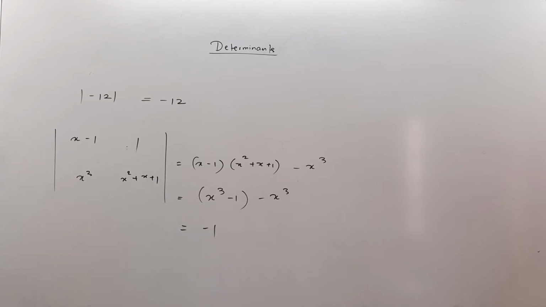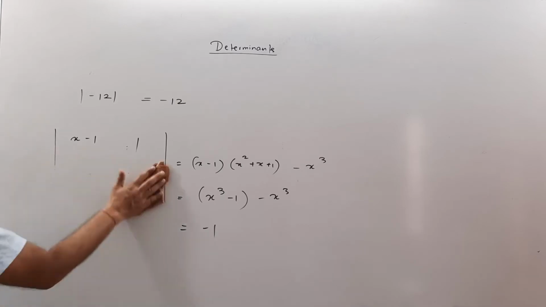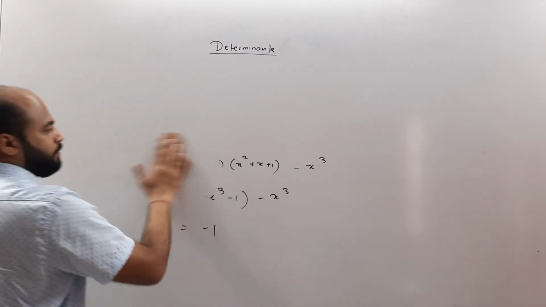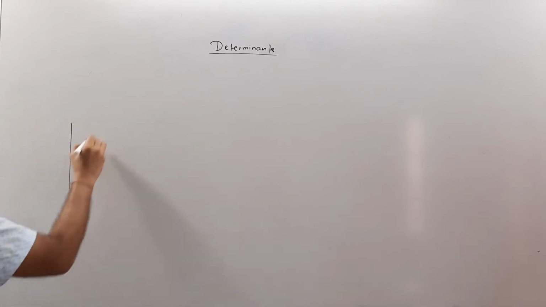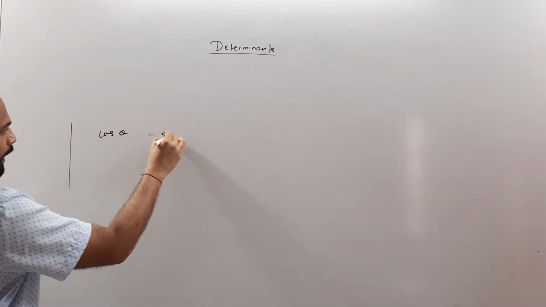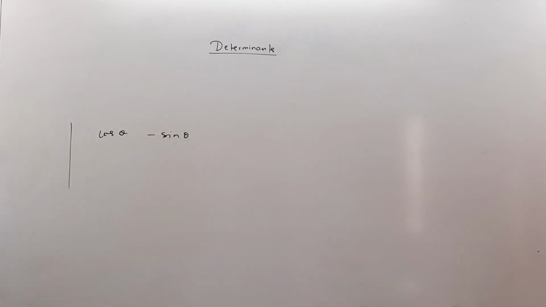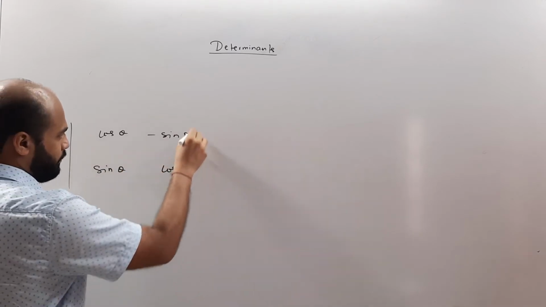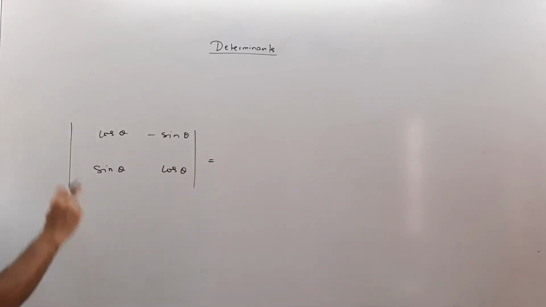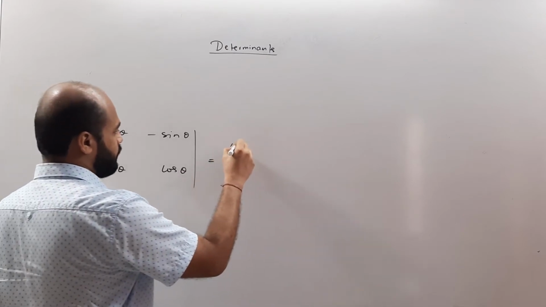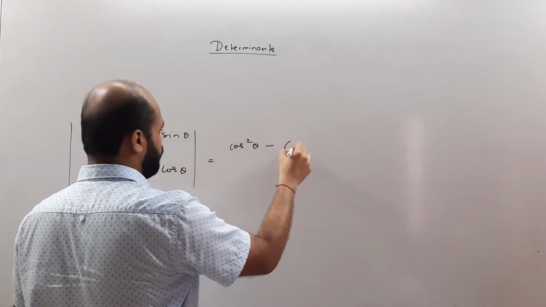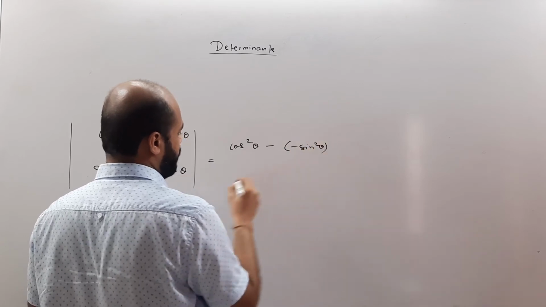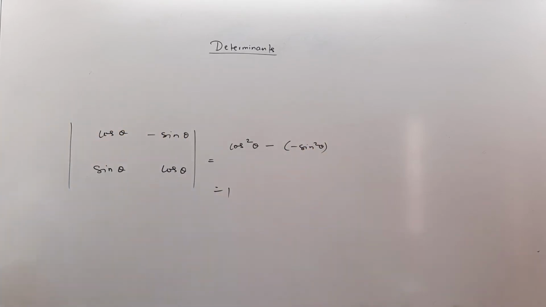Let's take a few more examples. Cos theta, minus sin theta, sin theta and cos theta. So if we cross multiply, what we will get is cos square theta minus of minus sin square theta, which is nothing but 1.